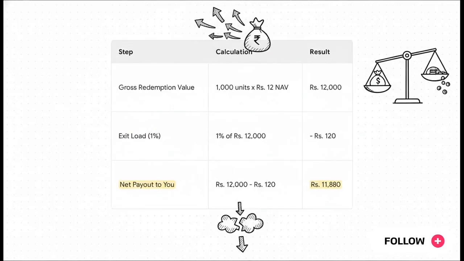And here's where the rubber meets the road. Let's do the math. Your 1,000 units are now worth 12,000 rupees. Fantastic. But wait, that 1% exit load kicks in, taking away 120 rupees. So the final cash that actually hits your bank account is 11,880. This shows it perfectly. Your return is never just about how much the NAV grew. It's what's left after all the costs.